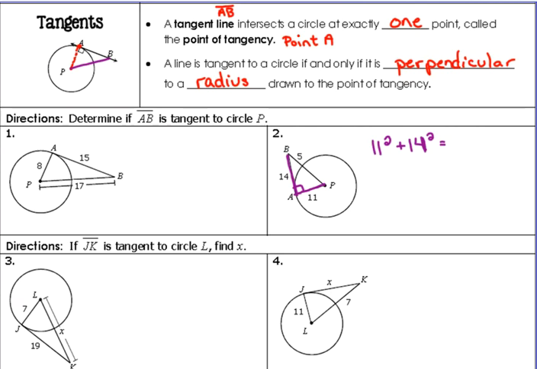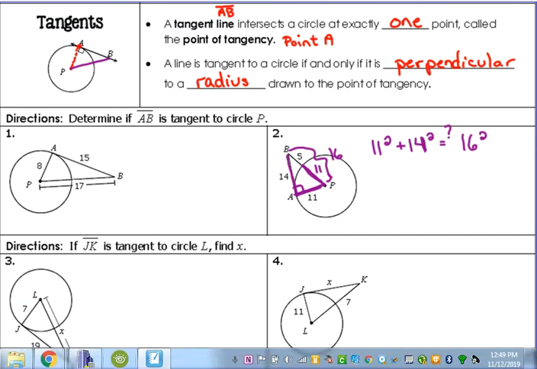They are expecting you to use your knowledge that you can put a radius anywhere in the circle that you need to. So that's also a radius, right? The radius of our circle here is 11, so that distance is 11. So the hypotenuse is really how long? 16. So the question is, is 11 squared plus 14 squared equal to 16 squared?